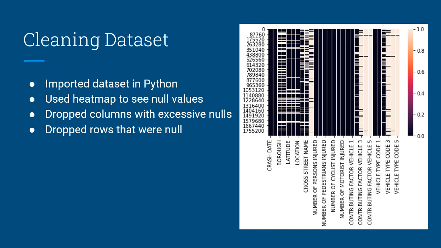To clean our data, we imported the data into Python and then used the heat map to find all the null values in the dataset. We found that many columns such as off-street name, contributing factor vehicle 3, and vehicle type code 3 had many null values, so if we just ran the drop NA code, we'd be left with no rows. For the sake of our analysis, we dropped those columns first, and then proceeded to run the drop NA code to drop any other rows that had null values.